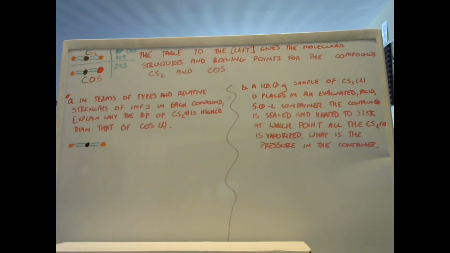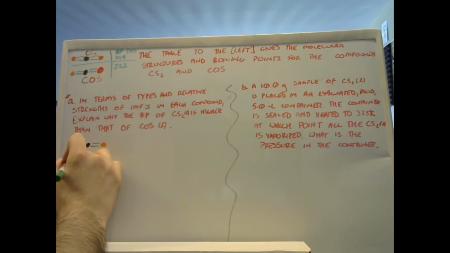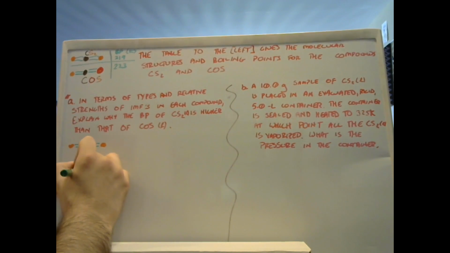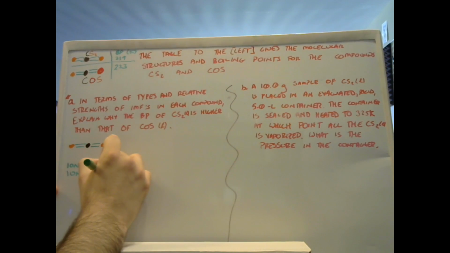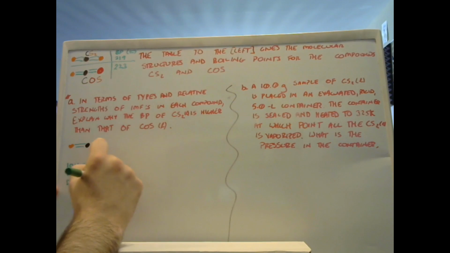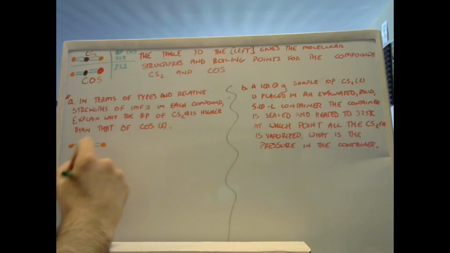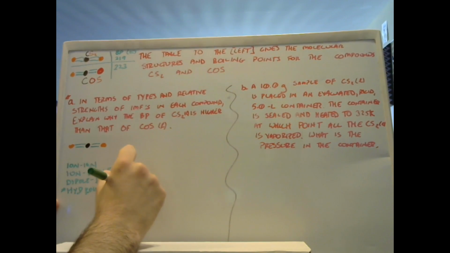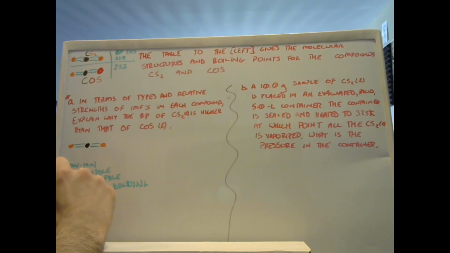Now, in case you have forgotten, there are 5 possible types of IMFs. You could have an ion-ion, ion-dipole, dipole-dipole. There's hydrogen bonding, which I'm going to put a little star next to because it's a specific type of dipole-dipole. And then you have dispersion forces or London forces or London dispersion forces. Take your pick.